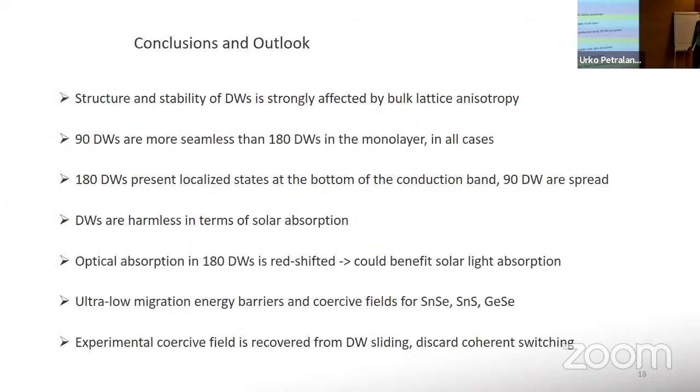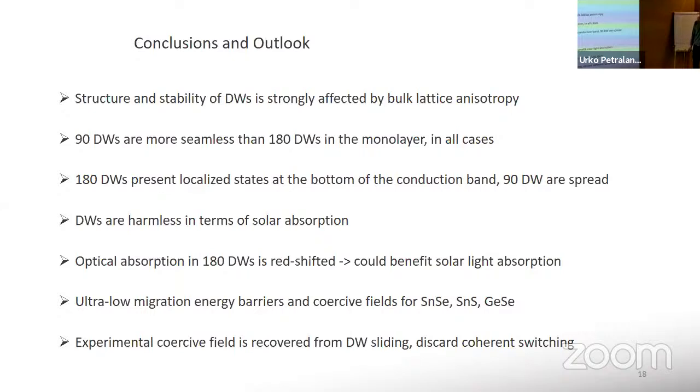And I don't think I have too much more. So let's read the conclusions. The lattice anisotropy really influences the structure and stability of domain walls, of both types. 90-degree domain walls are always smoother than 180-degree domain walls in all cases. Then, for the electronic structure, nothing special in 90-degree domain walls. However, there are localized states in the domain wall for 180-degree domain walls, and a decrease of the band gap.